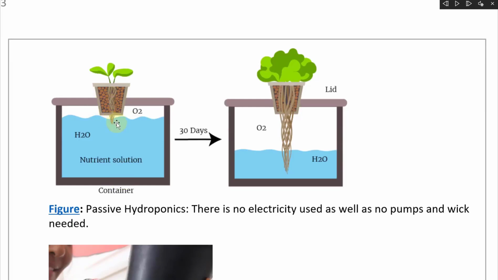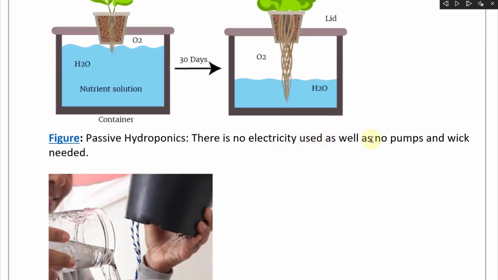Then the roots are connected to this nutrient solution, and there's H2O and there's O2 there. This figure is from trees.com. So passive hydroponics: there's no electricity used, as well as no pumps and wick needed.